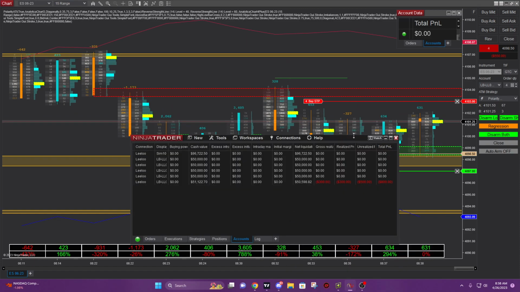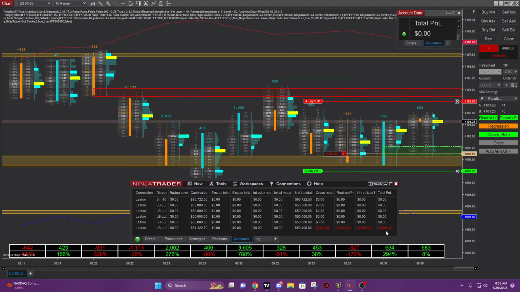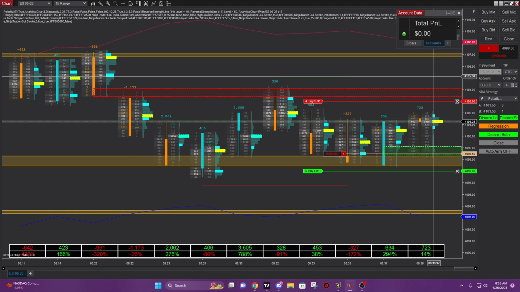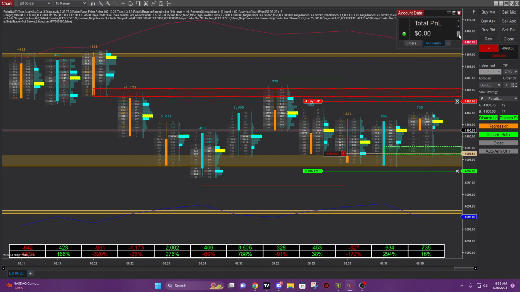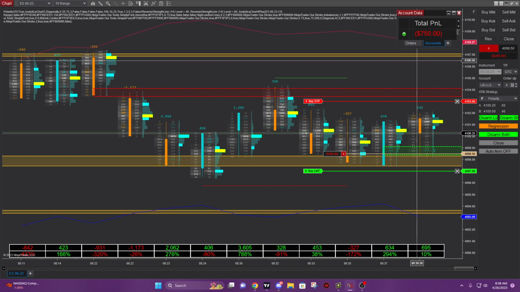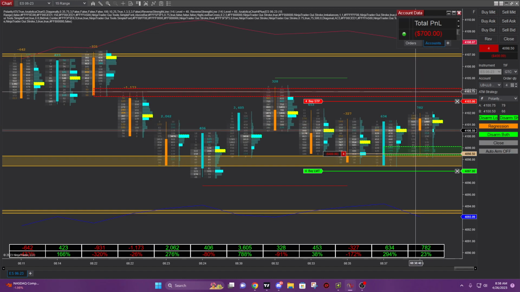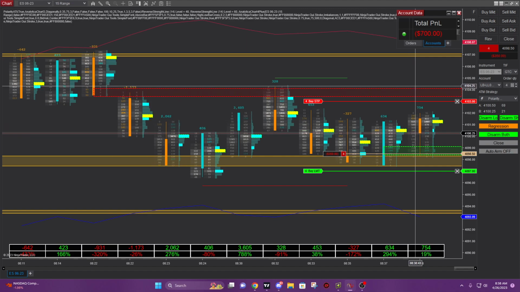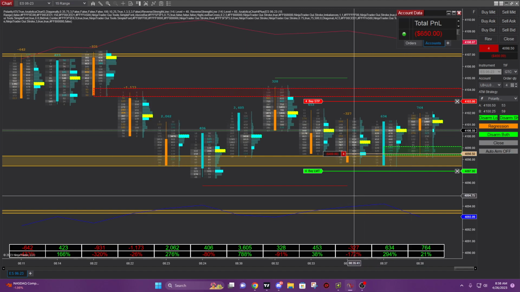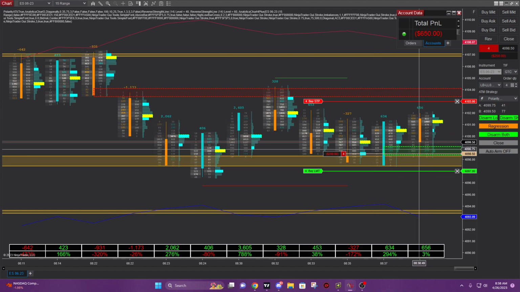Take a look here. We're down. Not good. So that should not be happening. Yeah, I did not think that would actually happen to me. So another derive zone formed at this absorption.